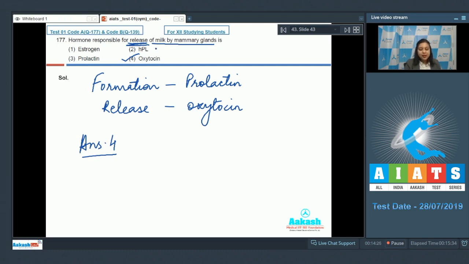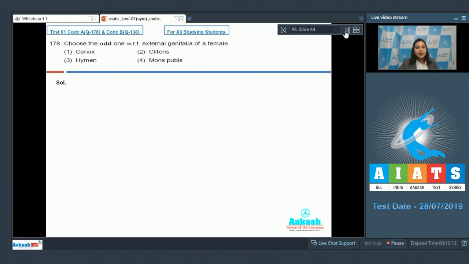HPL, as we know, is human placental lactogen, which is going to be secreted by the placenta, and it will help in the formation of milk, but not in the release of milk. So that is why we go with option number 4. Let's move on to question number 178. Choose the odd one with respect to external genitalia. Now we know the external genitalia contains various organs. Let's find out which is not a part of it.